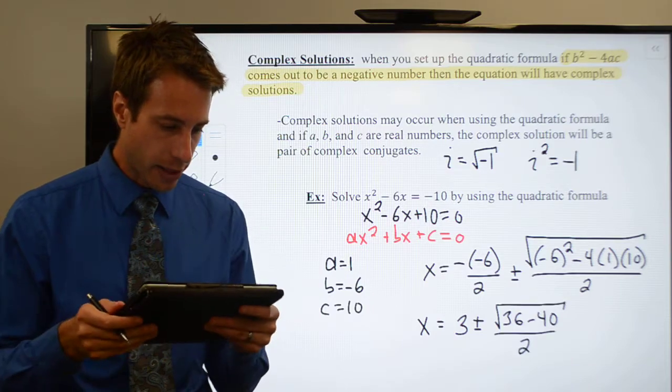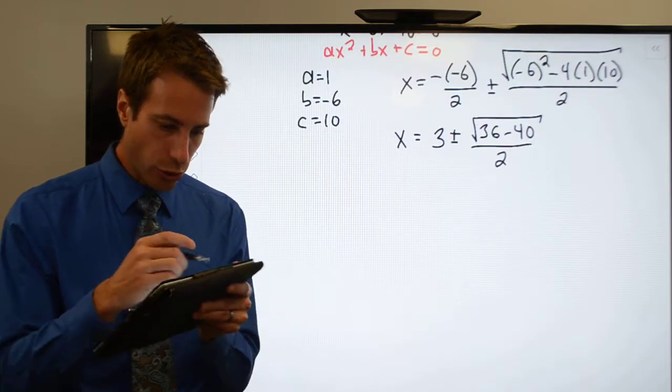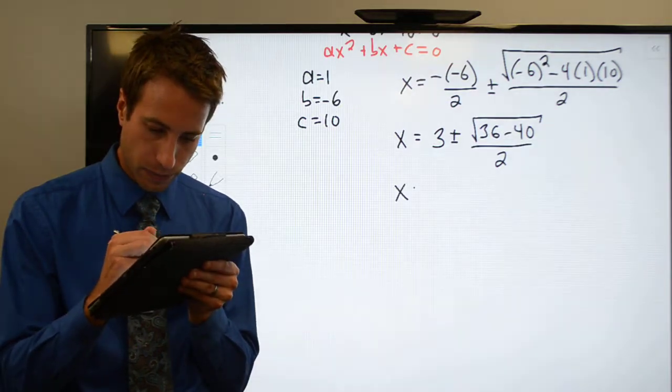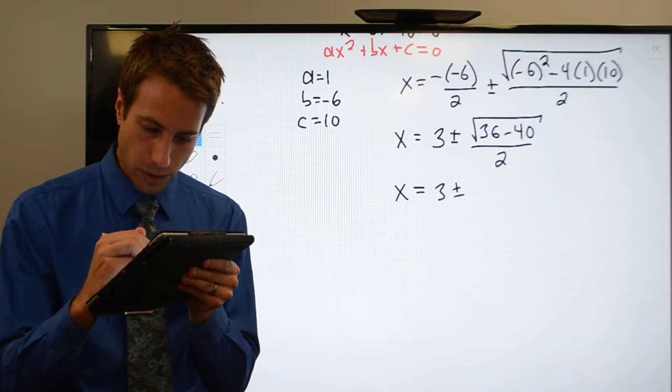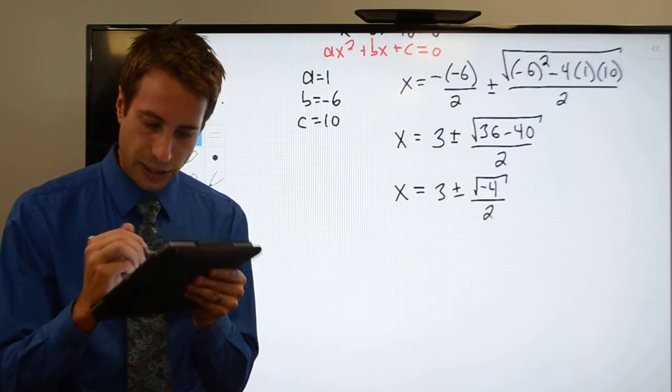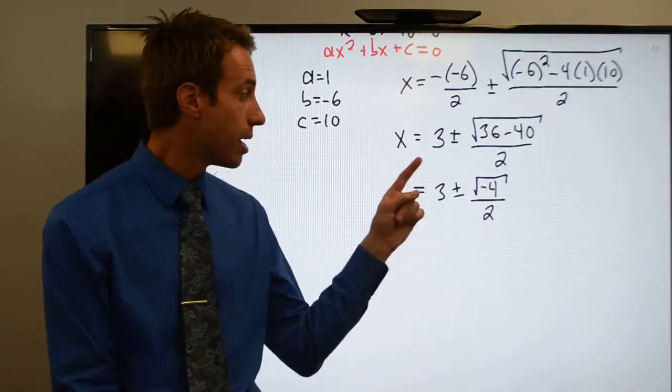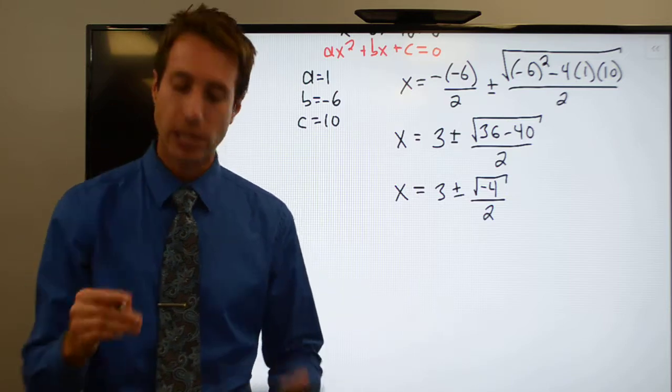Oh, look at that. Here's what we wind up with: a -4 under the radical. So I'm going to be taking the square root of -4, all divided by 2. And hopefully now you quickly see that's why it's going to be a complex solution, taking the square root of a negative number. Well, here's how we deal with that.